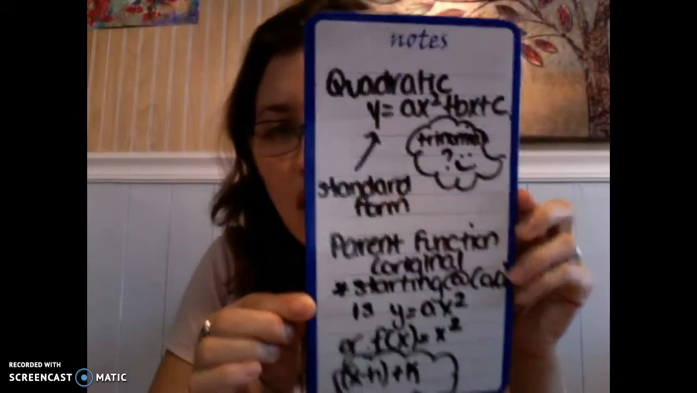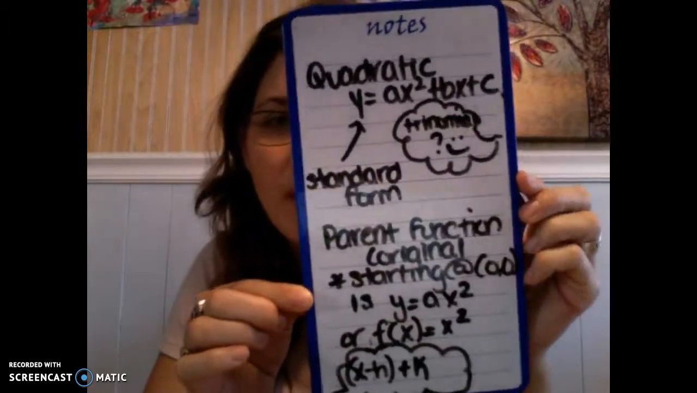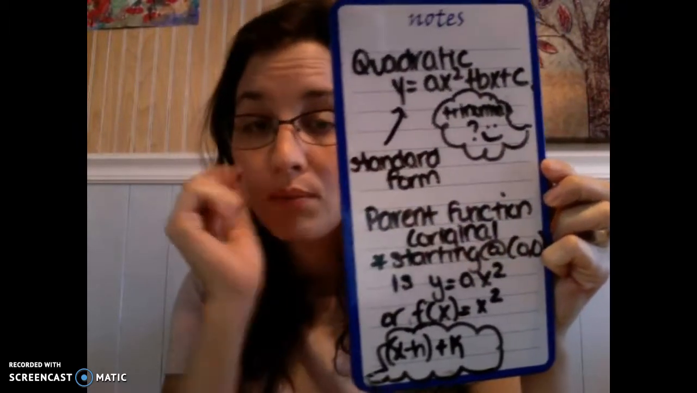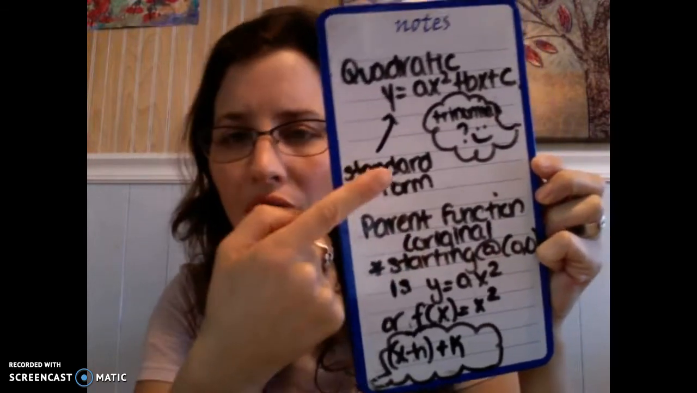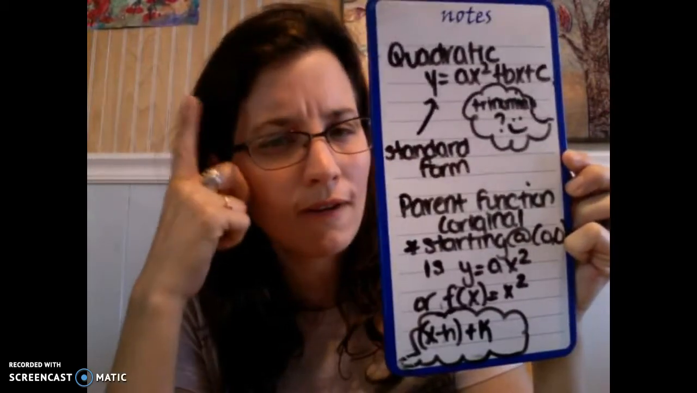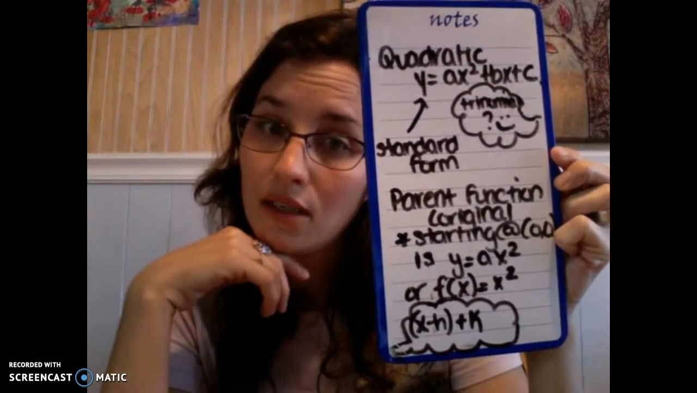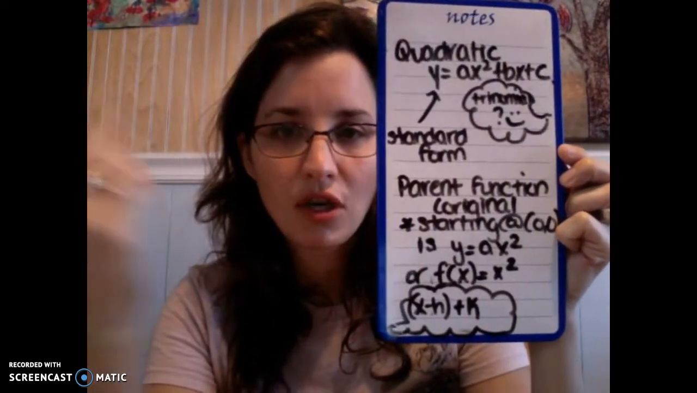So, again, a quadratic is in the form of y equals ax squared plus bx plus c. We know this. That is known as standard form. Thought bubble. Is that trinomials? Yes, it is. It's exactly what we're doing in chapter 8.